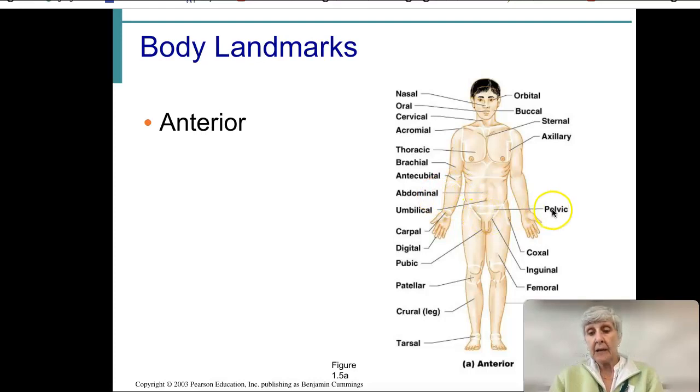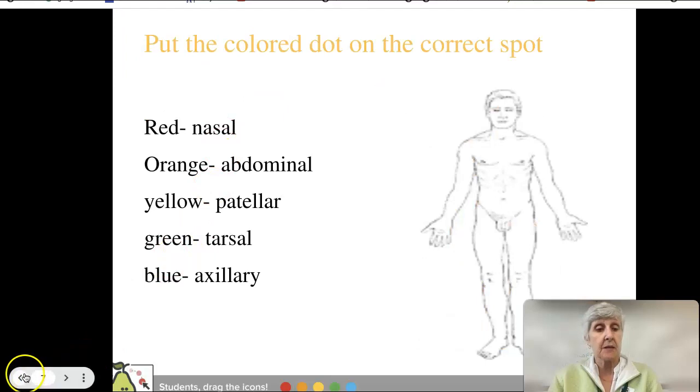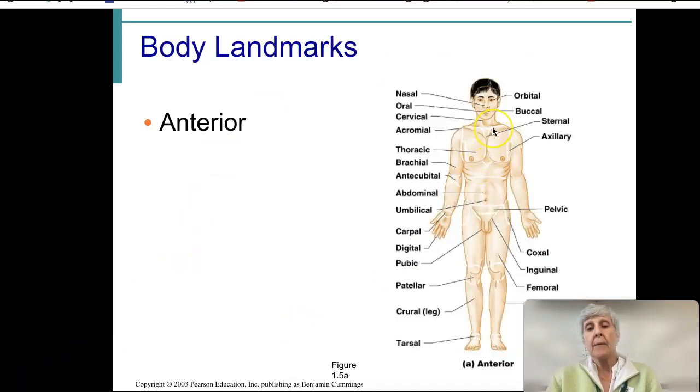Okay, so we're going to do body landmarks, and there is a list on Canvas that shows you these. So, for the anterior side, orbital is your eye, nasal is your nose, buccal is your cheek, oral is your mouth, cervical is your neck. Acromial is right where your clavicle meets your shoulder. Sternal is your breastbone. Axillary is your armpit.